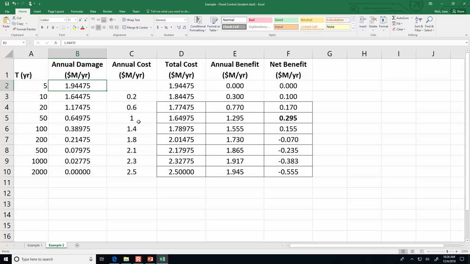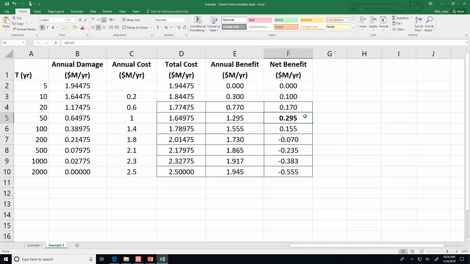here the biggest differential between the cost and the damage reduction also corresponds to the largest net benefit. So the net benefit is the difference between the benefit and the costs. And so compared to the baseline situation, you're coming out $295,000 per year ahead, because this is in millions. So if you find someone to finance this for you, like a bank, or you can take out bonds to build the structural measure, then it's essentially free money.